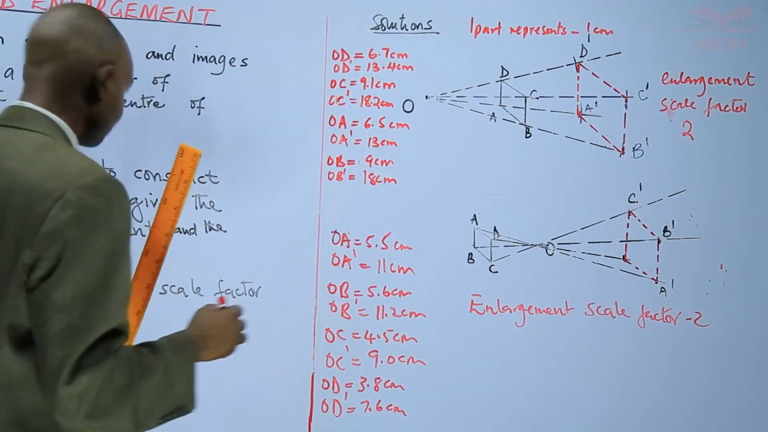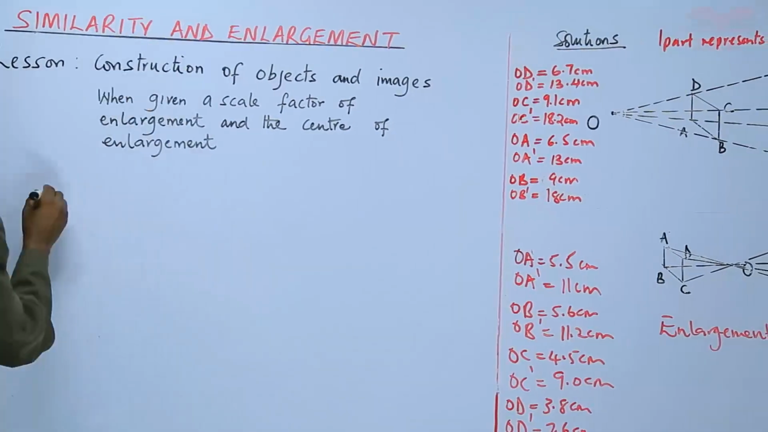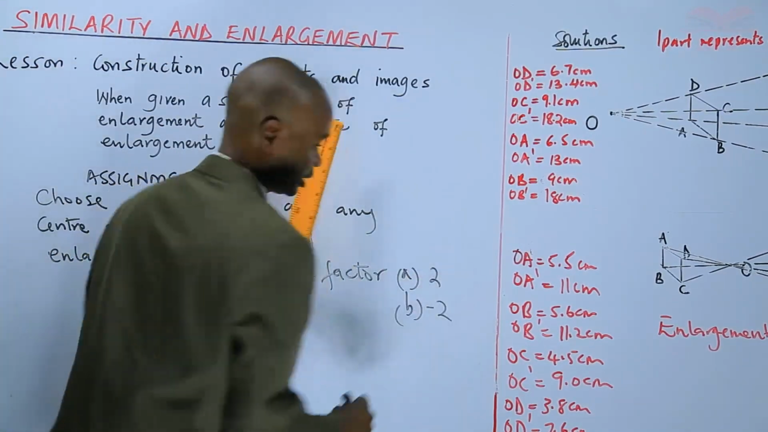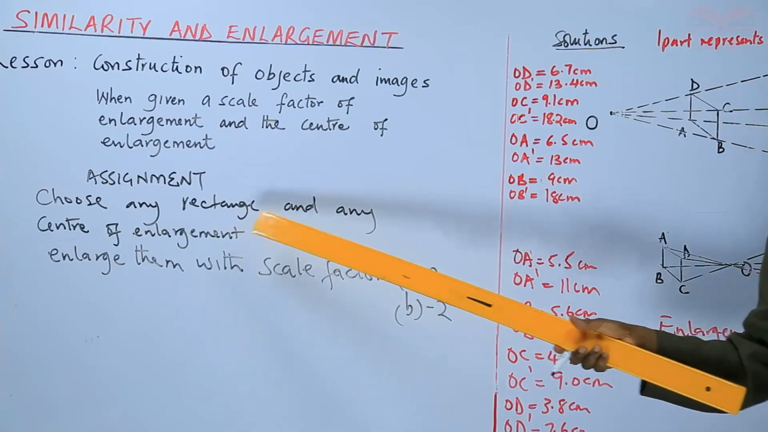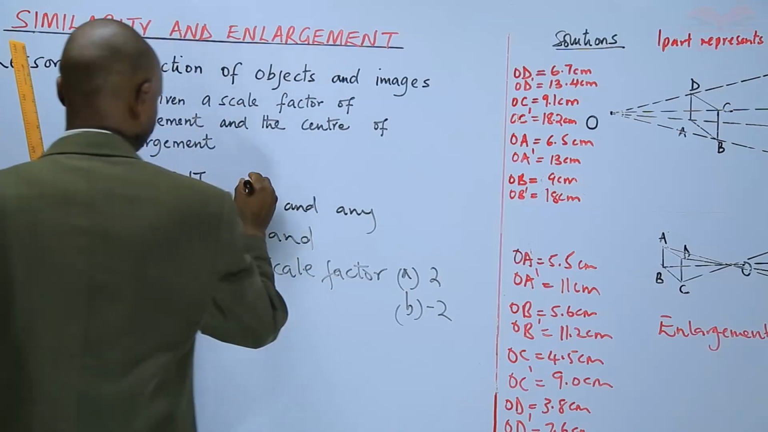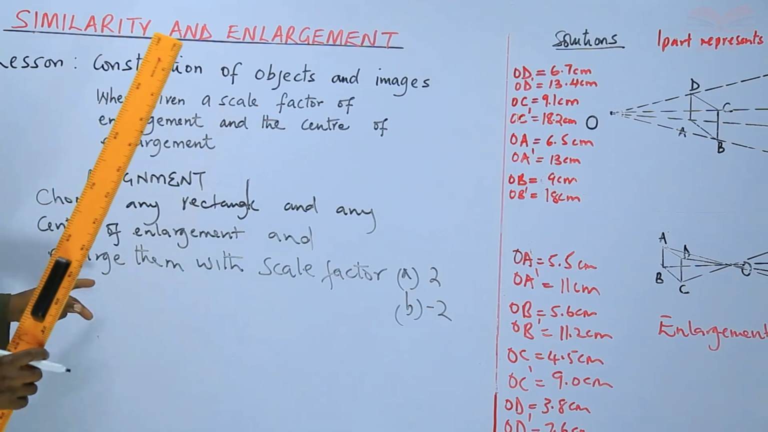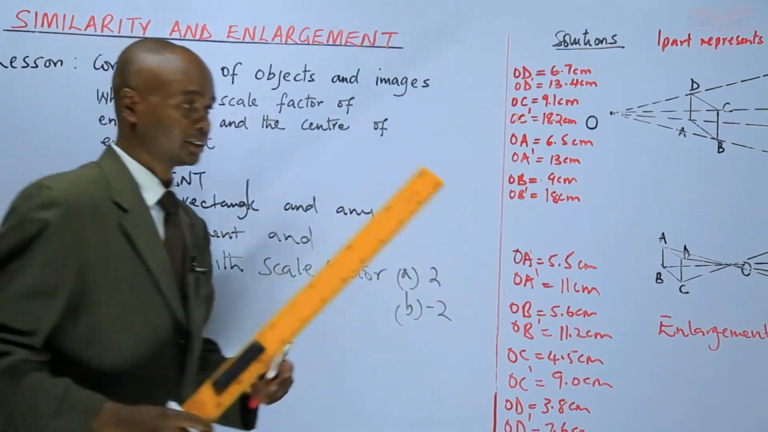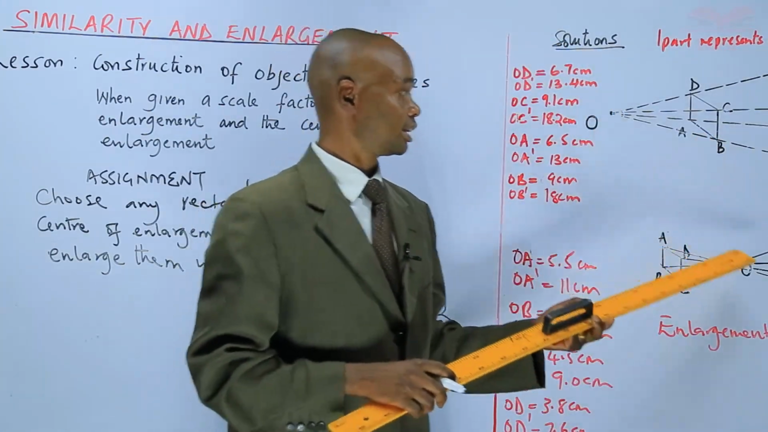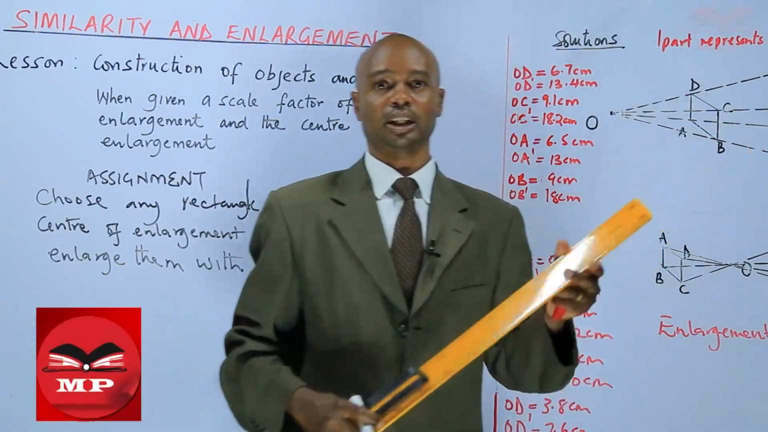So with that, learner, negative. So I read again the assignment. Choose any rectangle, and any center of enlargement, and enlarge them with scale factor 2 and negative 2. So at that juncture, learner, you've understood what happens in the negative and positive enlargement, and when it is 2, the distance from the center doubles.